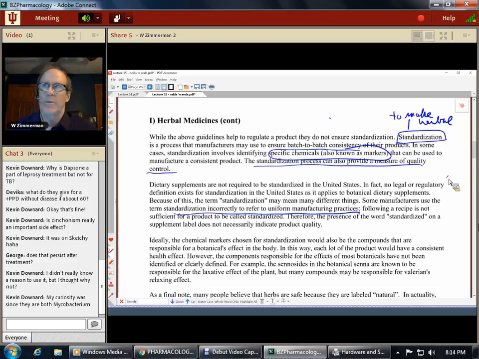Ideally, back in the 1700s when they were using digoxin, the pharmacist was grinding up the foxglove plant, and the amount of digoxin in there depended on the growing season, how much water they had, how much sun they had. All these things affected how much digoxin was in there. It's a lot like this with these herbal medicines.